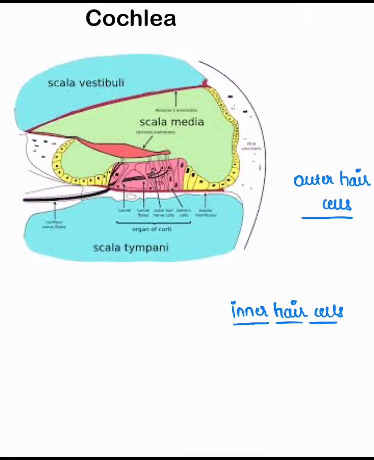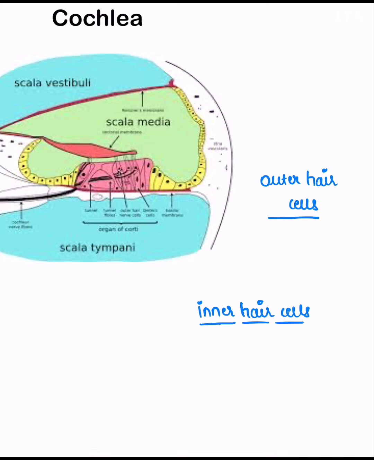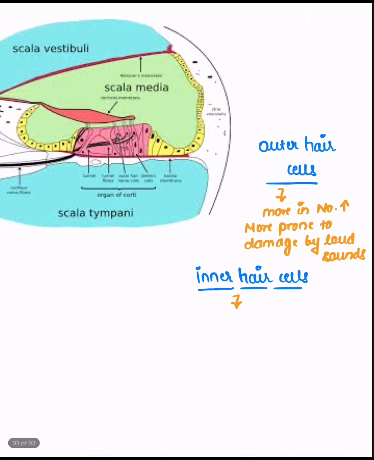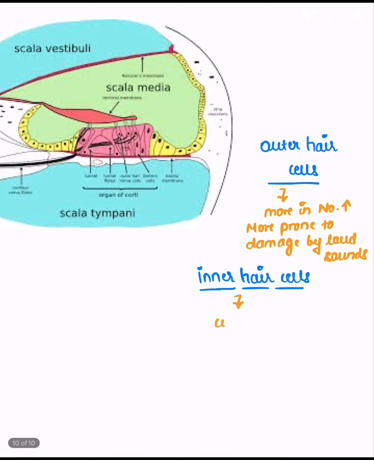The cochlea consists of outer hair cells and inner hair cells. The outer hair cells are more in number and more prone to damage by loud sounds. The inner hair cells form the cochlear nerve.